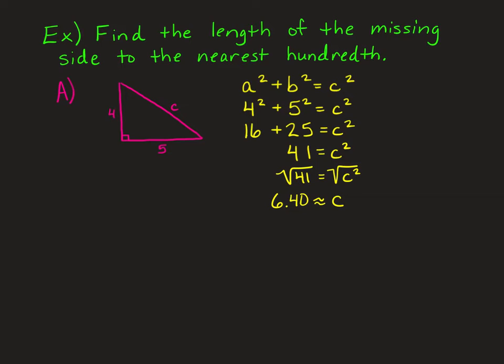And on the left side, when we took the square root of 41, your calculator would give you a decimal value that does not end or repeat. So we're just rounding to the nearest hundredth. We get 6.40, and I'm using the little squiggly looking equal sign because that just means it's about 6.40. So it is about 6.40 units.